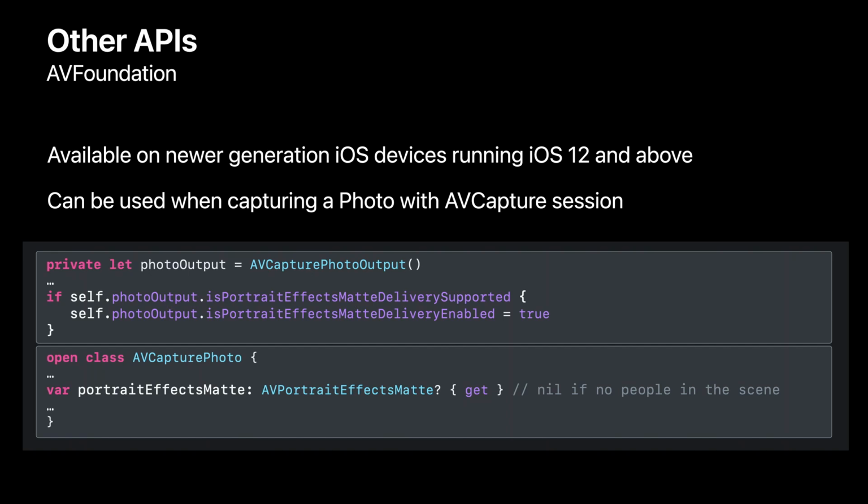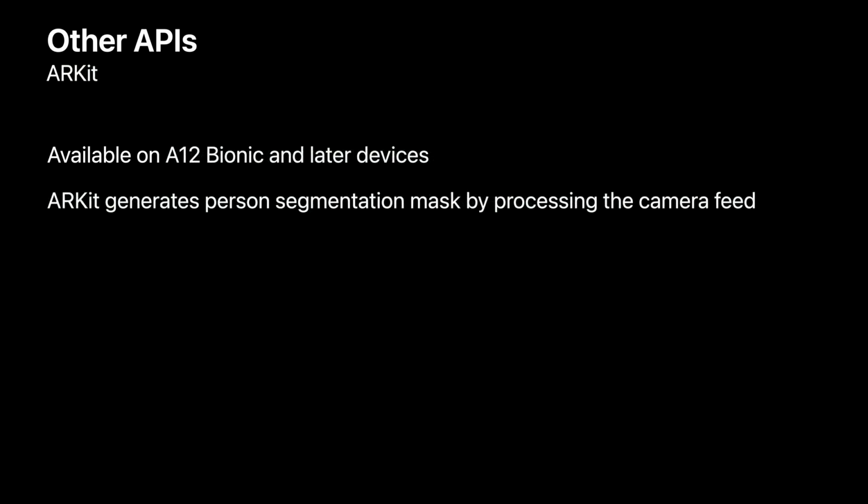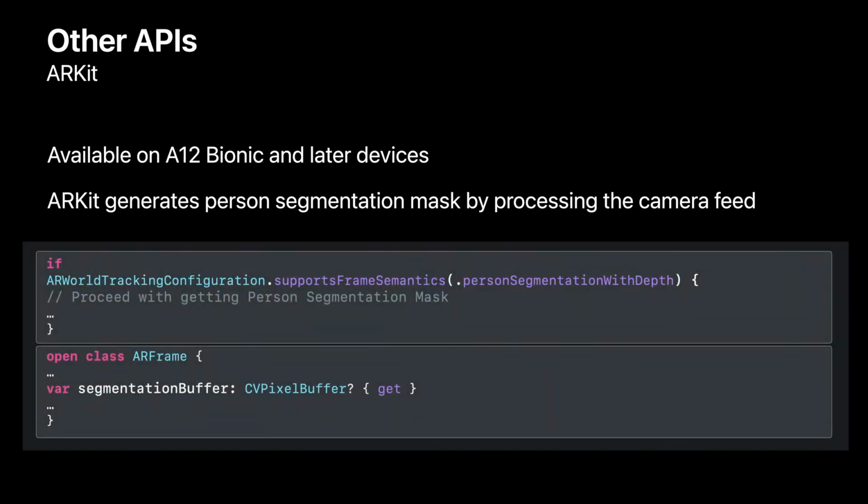In order to get it, you would first need to check if it's supported, and if it is, enable the delivery of it. The second framework that offers a Person Segmentation API is ARKit. This functionality is supported on A12 Bionic and later devices and is generated when processing the camera feed. The segmentation mask is returned via the segmentationBuffer property of ARFrame. Before attempting to retrieve it, you need to check if it's supported by examining the supportsFrameSemantics property of the ARWorldTrackingConfiguration class.